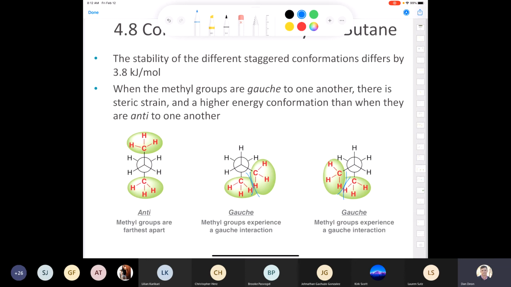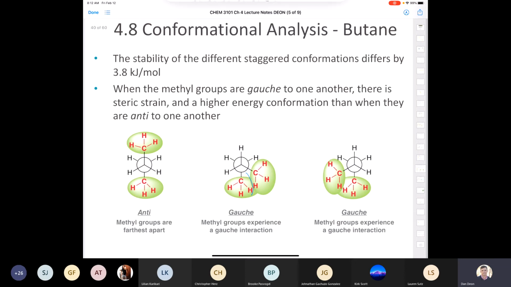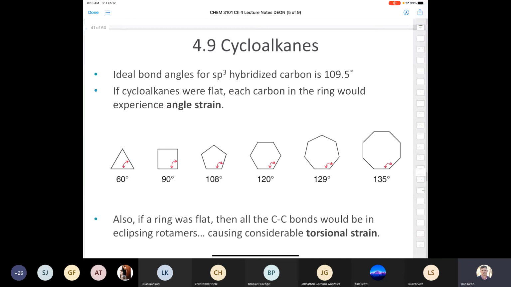They're saying, quit crowding me, bro. You're taking up my space, right? So an anti-conformation is going to be lower in energy. Let's move on from there.